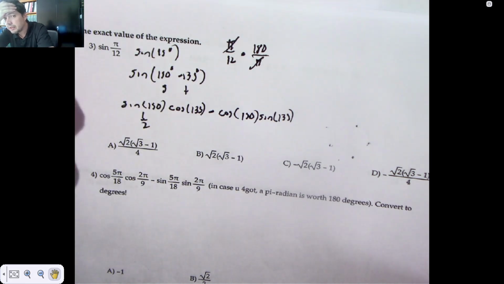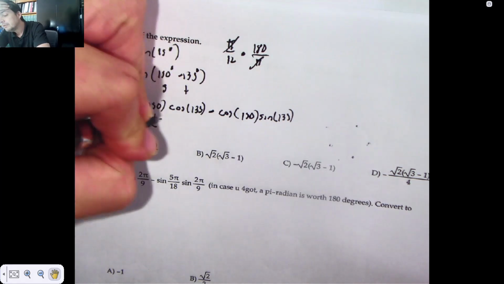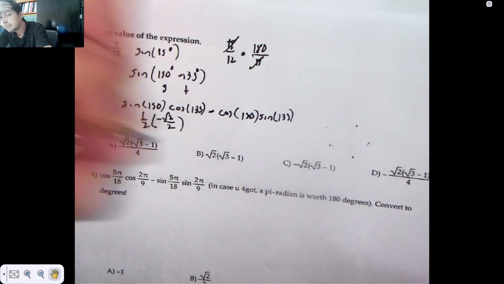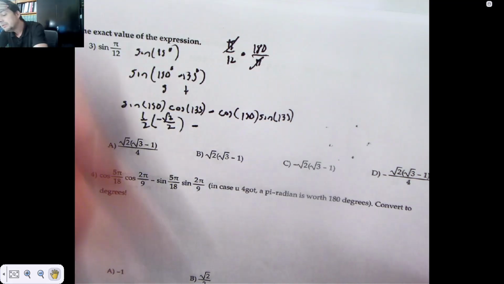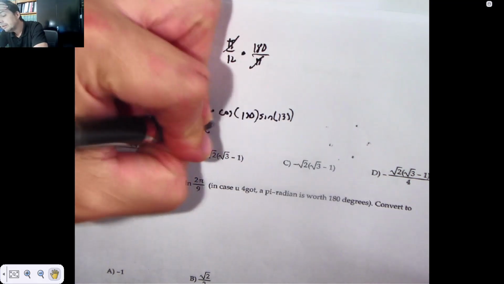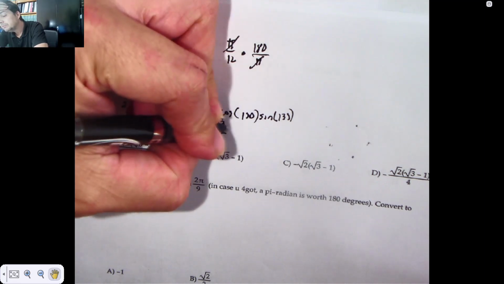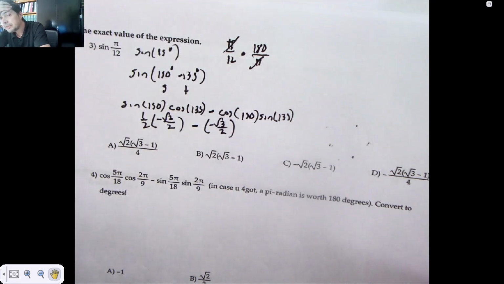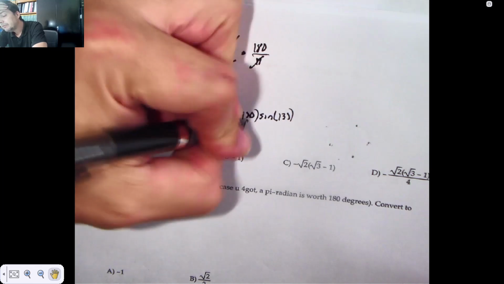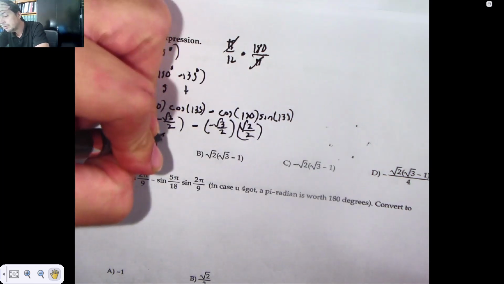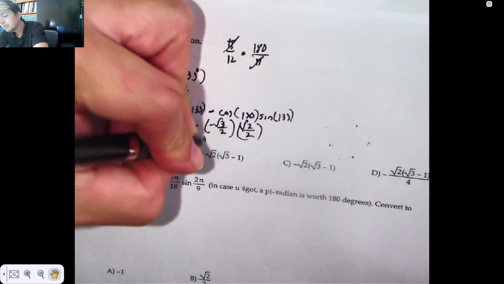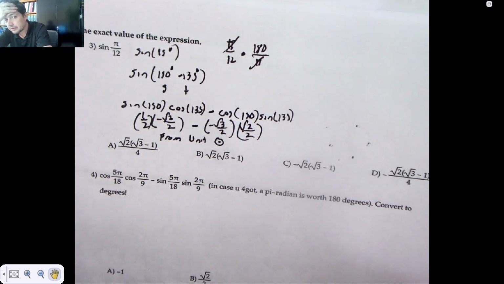If I'm at the cosine of 135 degrees, I'm pretty confident the x value is negative root 2 over 2. If I'm at the cosine of 150, I am very confident the x value is negative root 3 over 2. And if I'm talking about the sine of 135, I'm pretty confident that's root 2 over 2. And again, this was all from the unit circle. That's where those values came from.